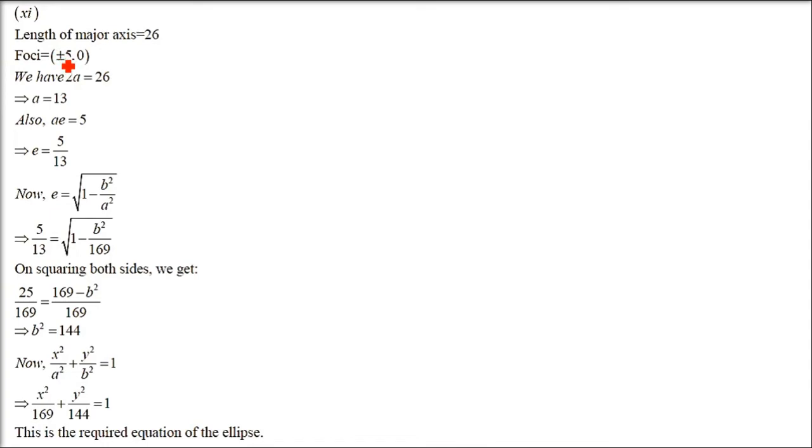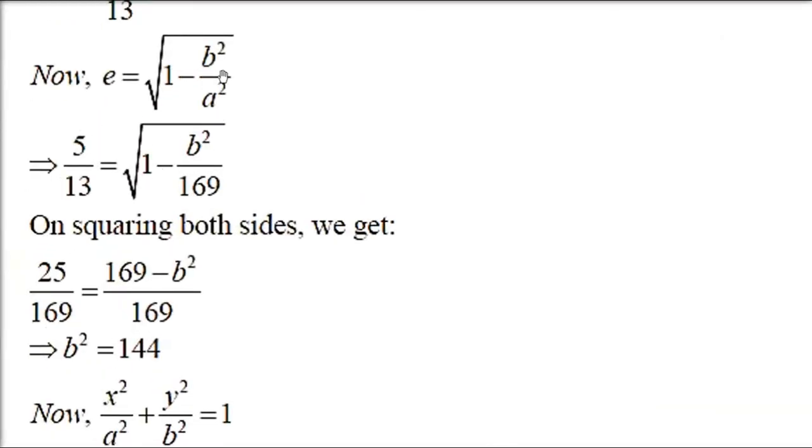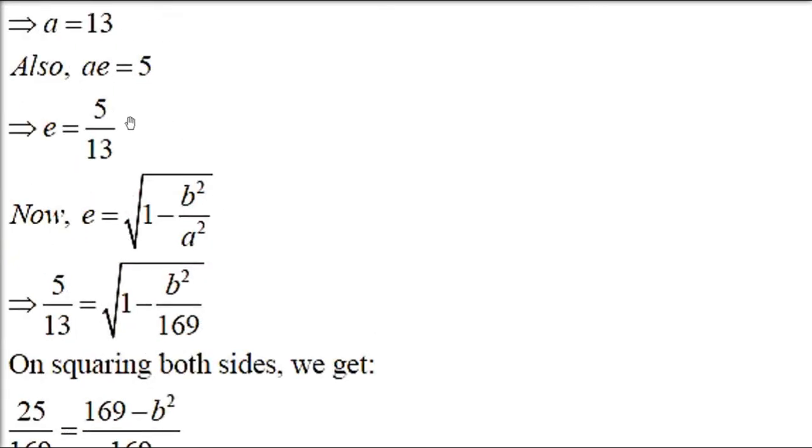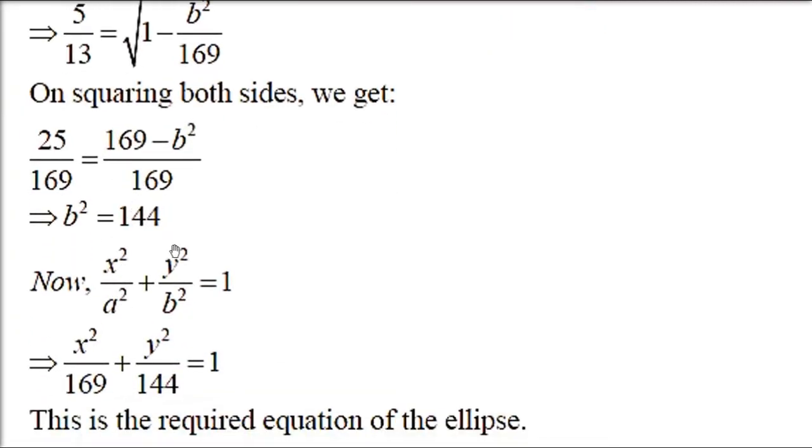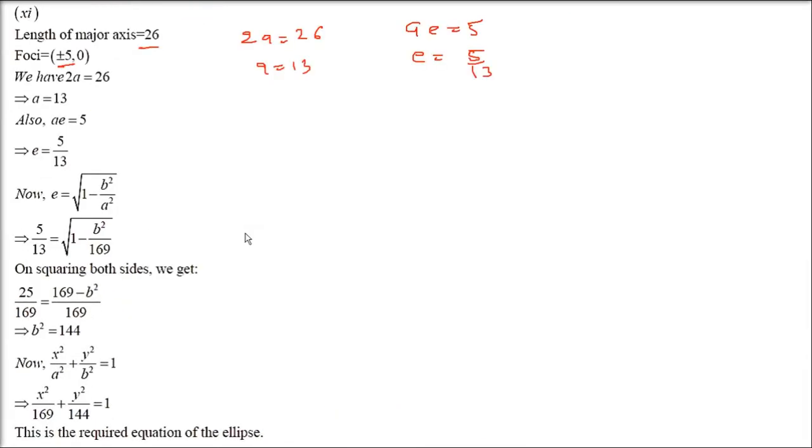This is the next one. Length of the major axis is 26 and the foci are plus minus 5, 0. The 2a is given as 26, and since the foci are on the x-axis, it is a horizontal ellipse we are talking about. So ae equals 5 and a from here is 13. Put it here, e will be equal to 5 by 13. Now a and e are known, so you can just put it in the equation: e equals under root 1 minus b square by a square. Remember, we are dealing with the horizontal ellipse. So now you can find out b. Actually, you have to find out b square. Now put it here. This is the required equation.